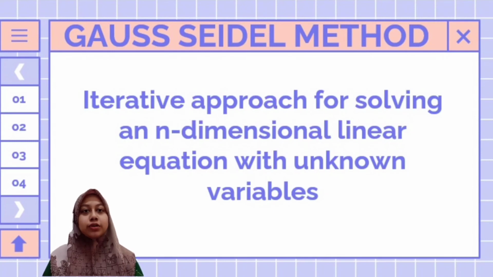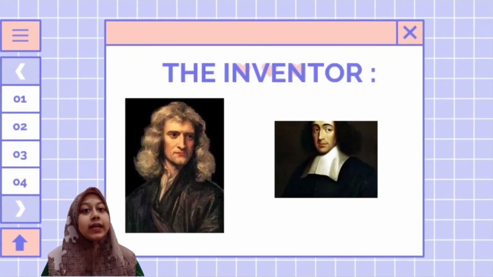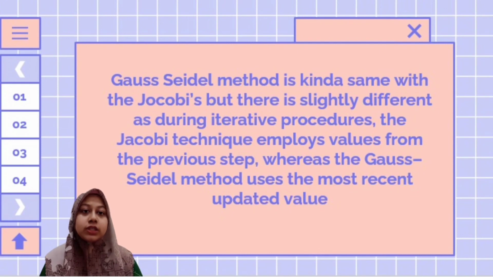Next method is Gauss-Seidel method. So what is Gauss-Seidel method? It is an iterative approach for solving an n-dimensional linear equation with unknown variable. The inventors of this method are Carl Friedrich Gauss and Philipp Ludwig Seidel. The Gauss-Seidel technique converges if the number of roots inside the unit circle equals the order of the iteration matrix.